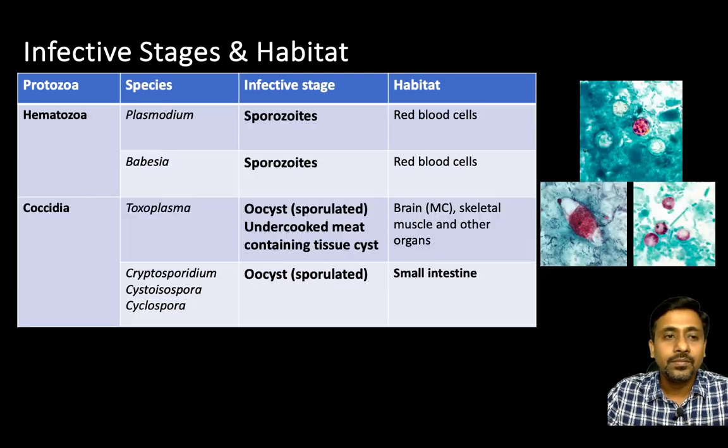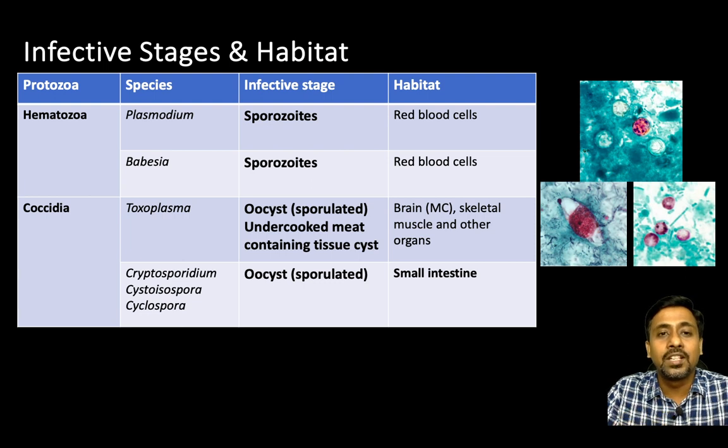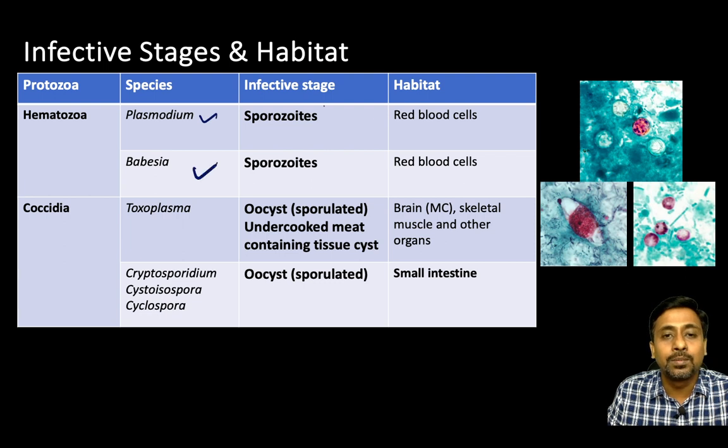Okay. Now coming into the sporozoans, that is hematozoa and coccidia. So the infective stage of Plasmodium, again the infective stage should be present in the insect vector. So the infective stage which is present in the insect vector is the sporozoite, which is released from the oocyst, which is formed inside the insect vector.